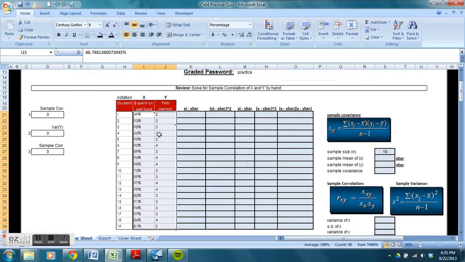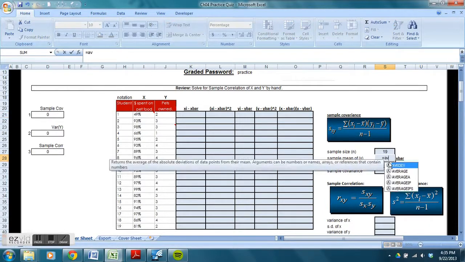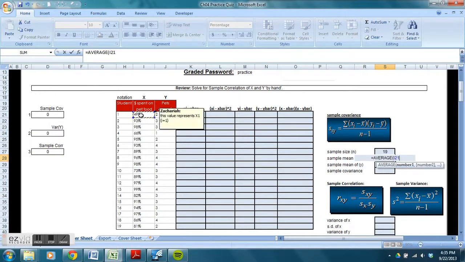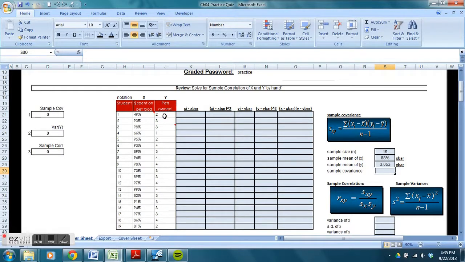Sample mean, we can just use the average function. 88% looks good to me. Average again for the sample mean of y. .053 sounds good. Alright, let's start filling in the chart area.